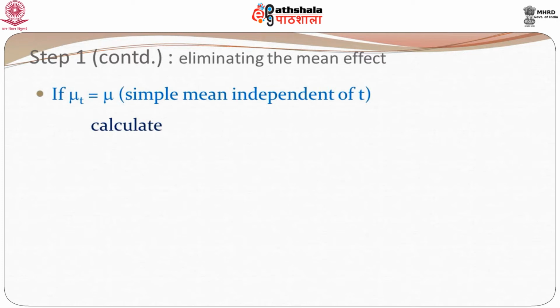If mu t is equal to mu, we have a simple mean which is independent of time, that is a mean stationary process, then it is very easy to actually eliminate it. So, you find mu hat is equal to y bar. We saw that in this case we have y bar which is ergodic for the mean. So, we have the ergodicity property and mu hat would be equal to y bar, and then we can very easily define the residuals as x t is equal to y t minus mu hat.